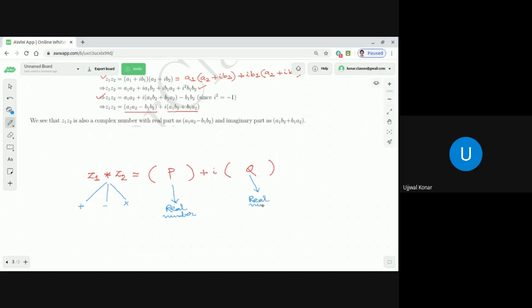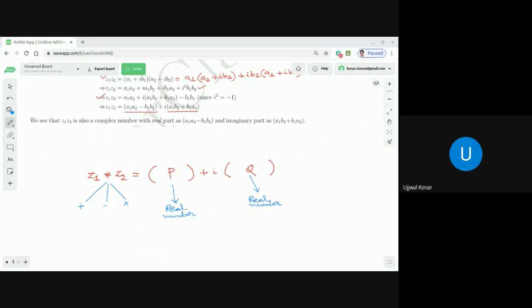So why am I saying so? I'm saying so because whenever it is a complex number, the best way to represent it is in the form of a plus ib, which I wrote as p plus iq in this one. So now, if we concentrate on the next operation, that is the division of two complex numbers, how are we going to perform it?